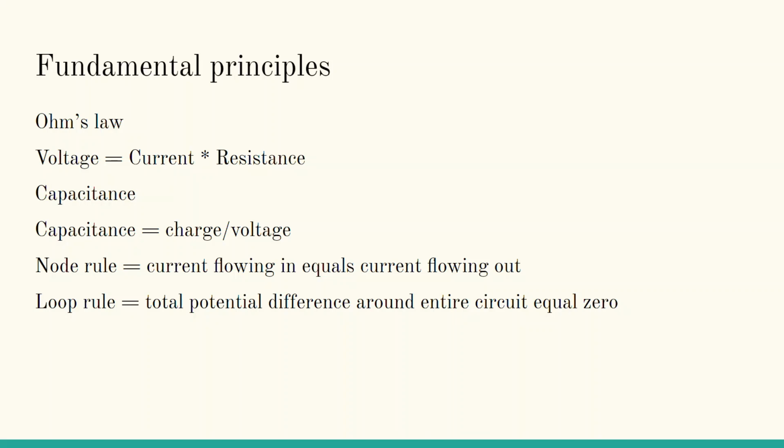resistance. Capacitance, which is capacitance equals charge divided by voltage. The node rule, which is the currents flowing in equals the currents flowing out. And the loop rule, which is the total potential differences around the entire circuit equals 0.